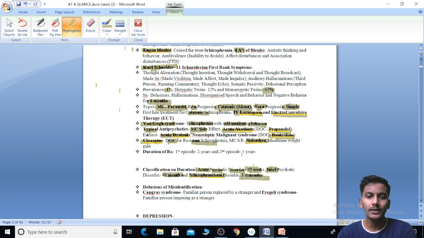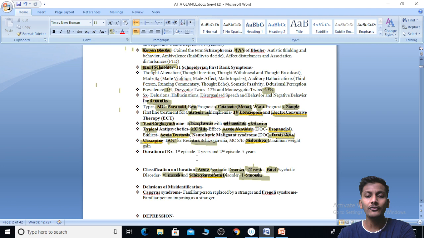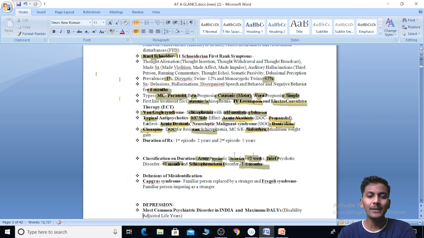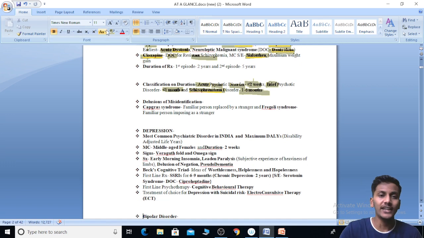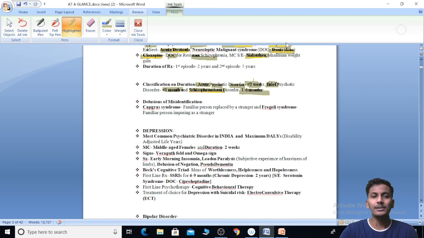Important, okay. Then duration of treatment for schizophrenia, if it is the first episode, then only 2 years, and if it is the second episode, then the minimum time would be 5 years, and it can be indefinite. Okay, then there were two important delusions of misidentification on which questions have been repeatedly asked. So please remember, first was your Capgras syndrome. Capgras syndrome mein kya hota hai? Usually the familial person is replaced by a stranger. So the patient feels that a familiar person in the family is replaced by a stranger, right?